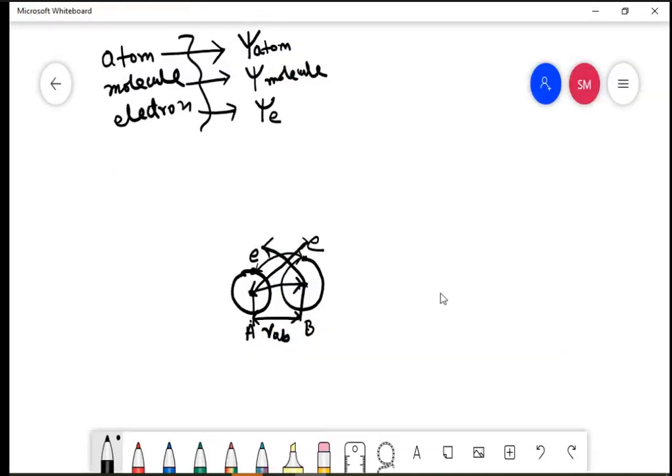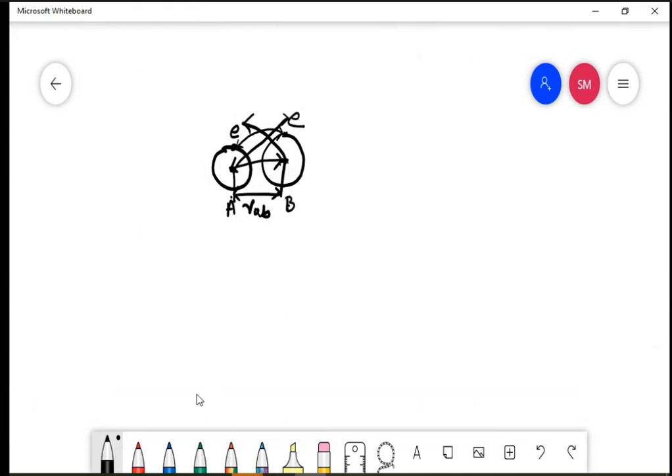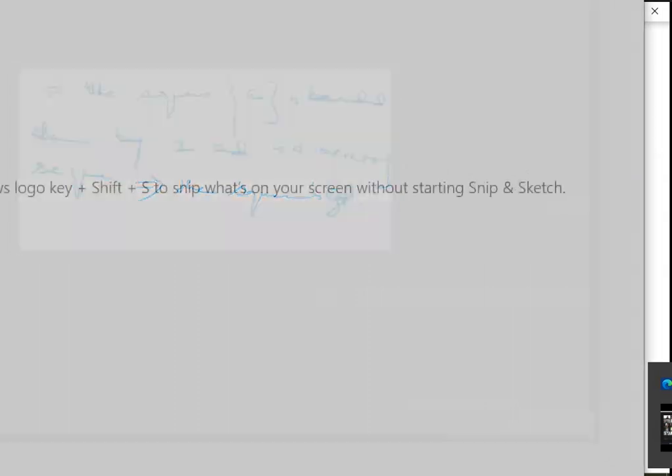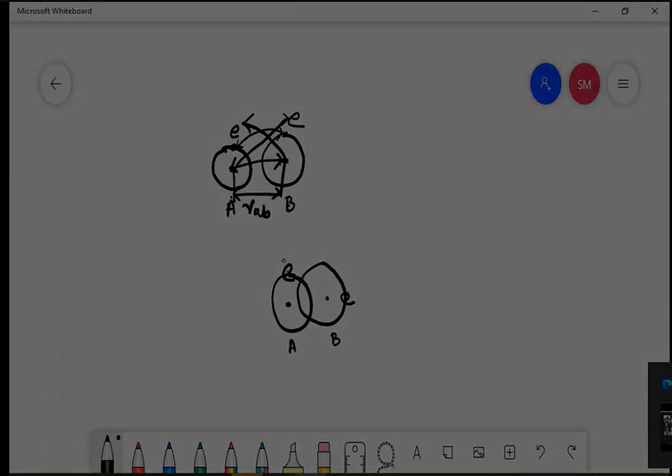Suppose, let me show you, when a bond is formed between the two atoms. So this is the electron of this atom. This is the electron of this atom. So exchange energy actually indicates that it is not like that always. This is the A atom, this is the B atom. Say this is electron one, and this is electron two. It is designated in this way.